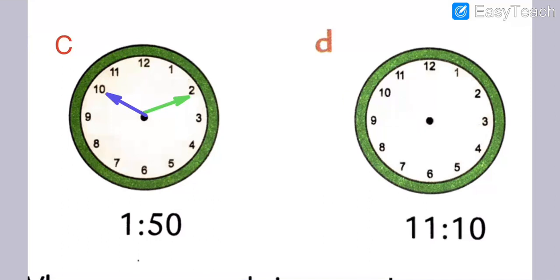Then we will move on further to question number D. What is question number D? Question number D is 11 o'clock and 10 minutes. So now I am going to draw the arm, our hour hand, here on 11. Okay, 11. Got my points, my dear students?